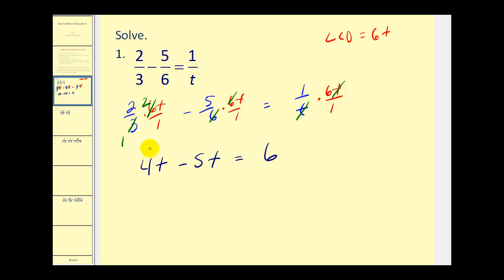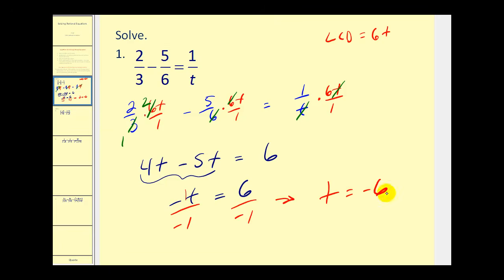So here we can combine our like terms. This would be negative t equals 6. You could think of this as negative 1t divided by negative 1. So we have t equals negative 6. Let's go ahead and try another.